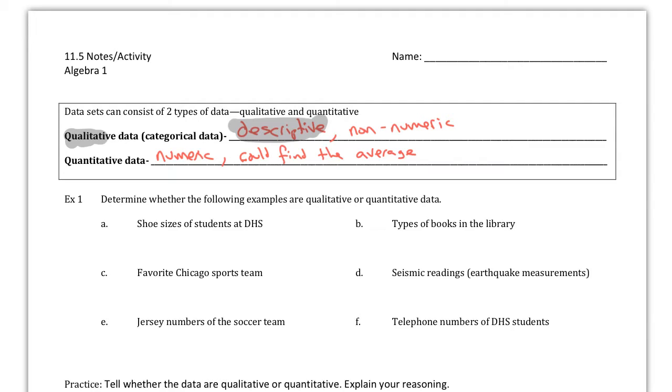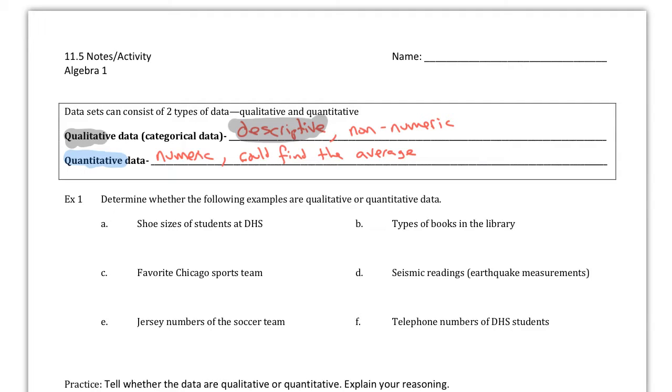Then we have quantitative data, which is numeric in nature. And so when we talk about numeric, I mean you could find the average of it, and that would make sense. Or you could add two of the values together, and that would make sense. So when we do some problems where we're asked, like example 1, to determine whether the following examples are qualitative or quantitative, we could start with sort of asking, is it numeric?